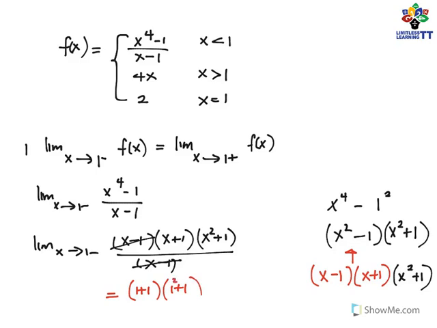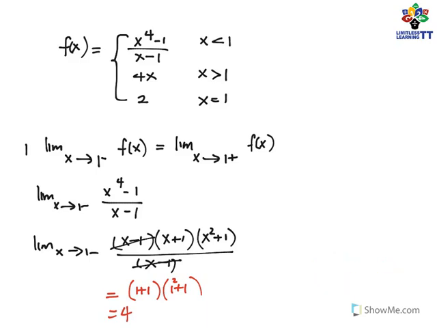1 plus 1 is 2. 1 squared is 1, plus 1 is 2. 2 times 2 gives me 4. So if I am approaching x from the left-hand side, my limit is going to be equal to 4.